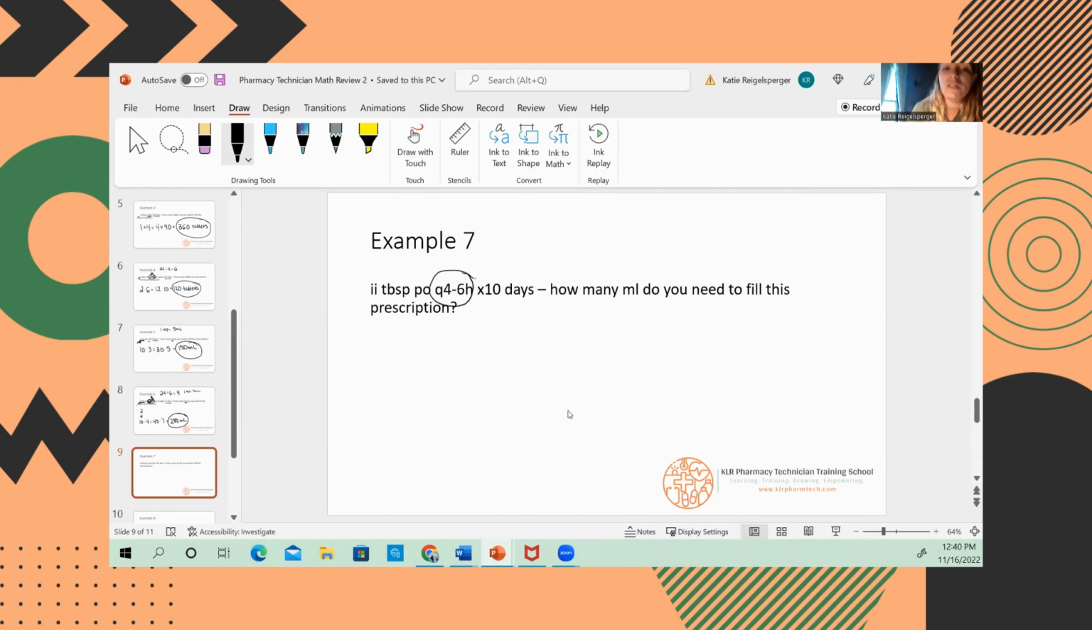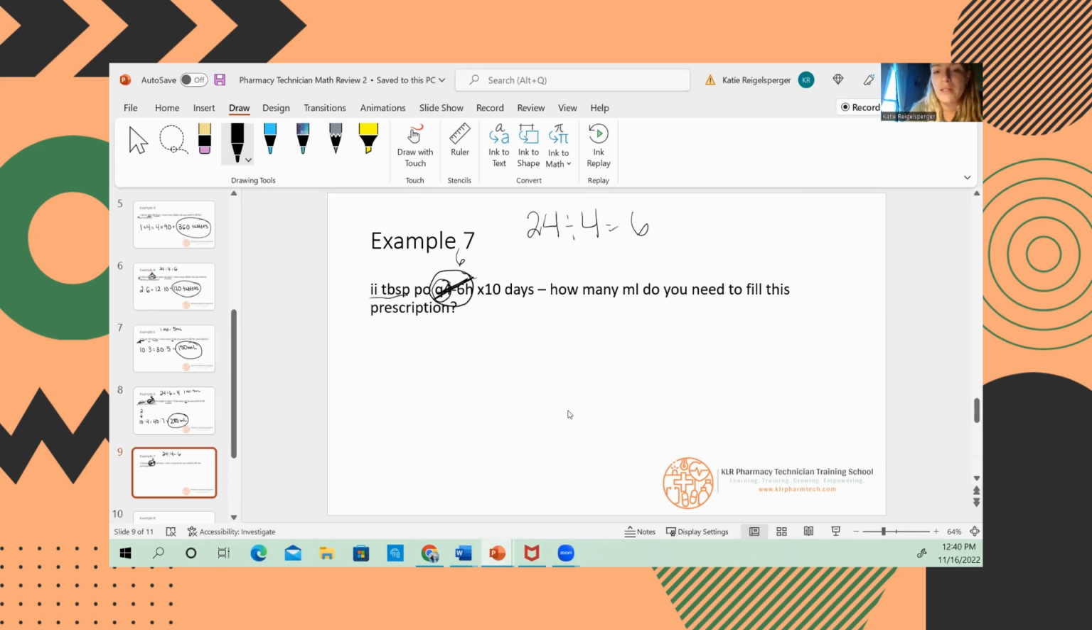Here, we're going to look at this first. Every 4 to 6 hours, we know we're going to choose the one that allows the patient to take it the most times, which is every 4 hours. There are 24 hours in a day. So every 4 hours would be 6 times a day, we can just cross this guy right out. We know this is 6 times a day.